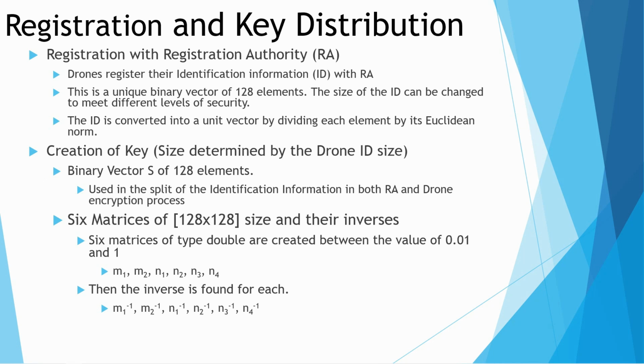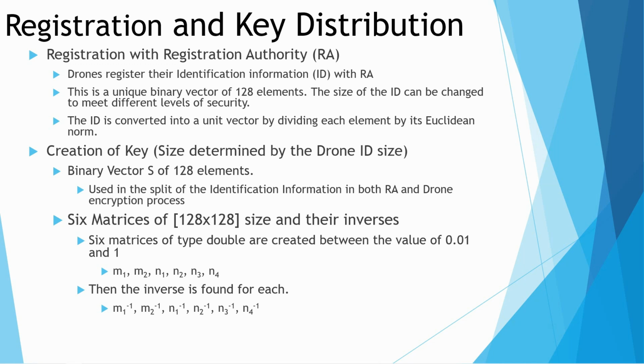This is where the drone will take its identification information to the registration authority to be registered. It uses its unique binary vector ID of 128 elements, and this size can be changed later on to meet different levels of security. The ID is converted into a unit vector by dividing each element by its Euclidean norm.